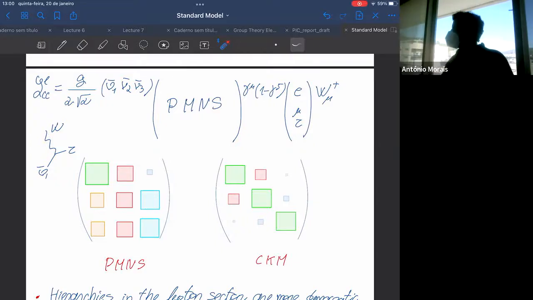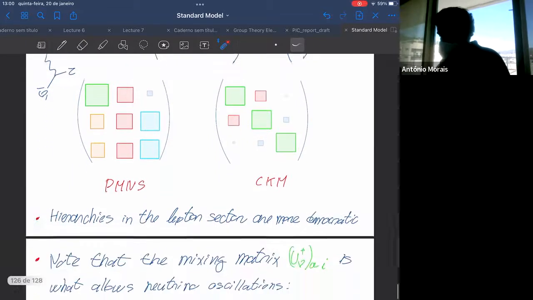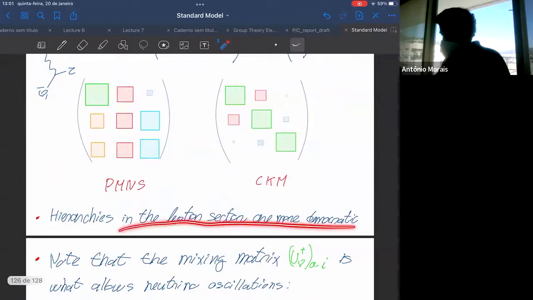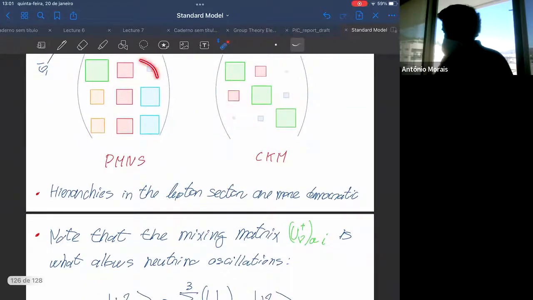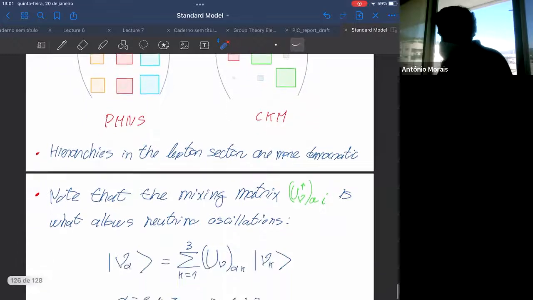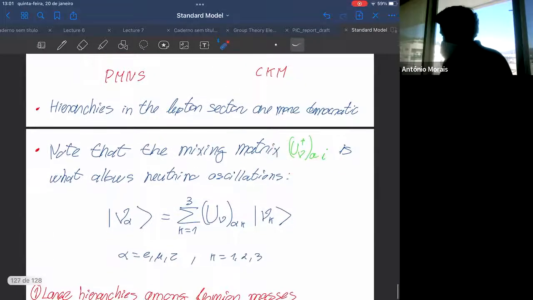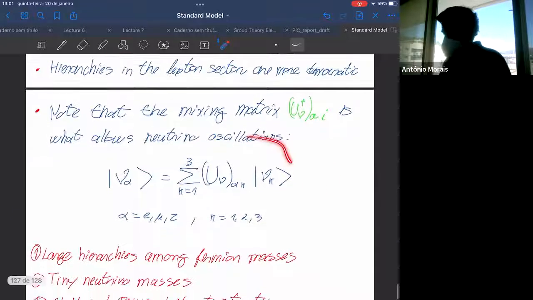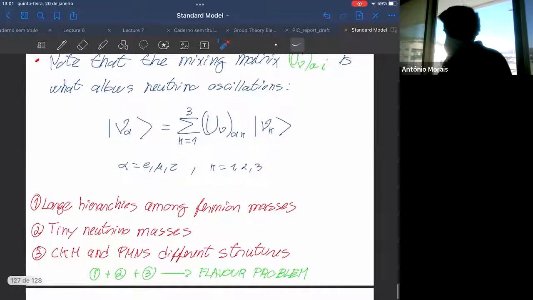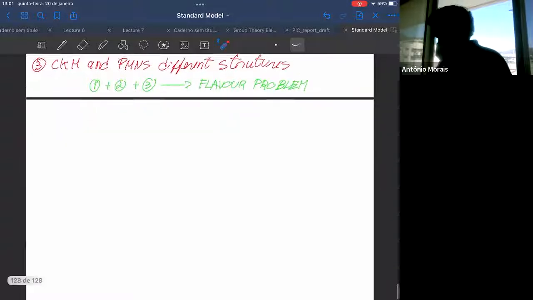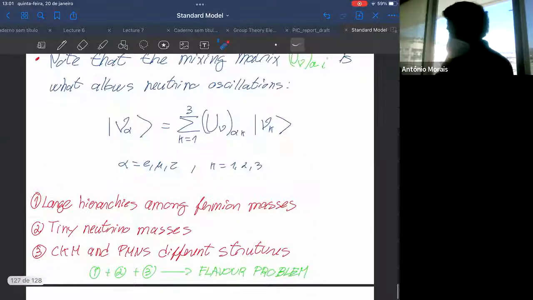The reason for the couplings, that's the question. And the hierarchies in the lepton sector are more democratic here. In fact, you agree with that. Not completely, but more. And also this mixing matrix, I said, is responsible for the oscillation of neutrinos. This is the superposition that I have mentioned. But to finish, this is the last slide.